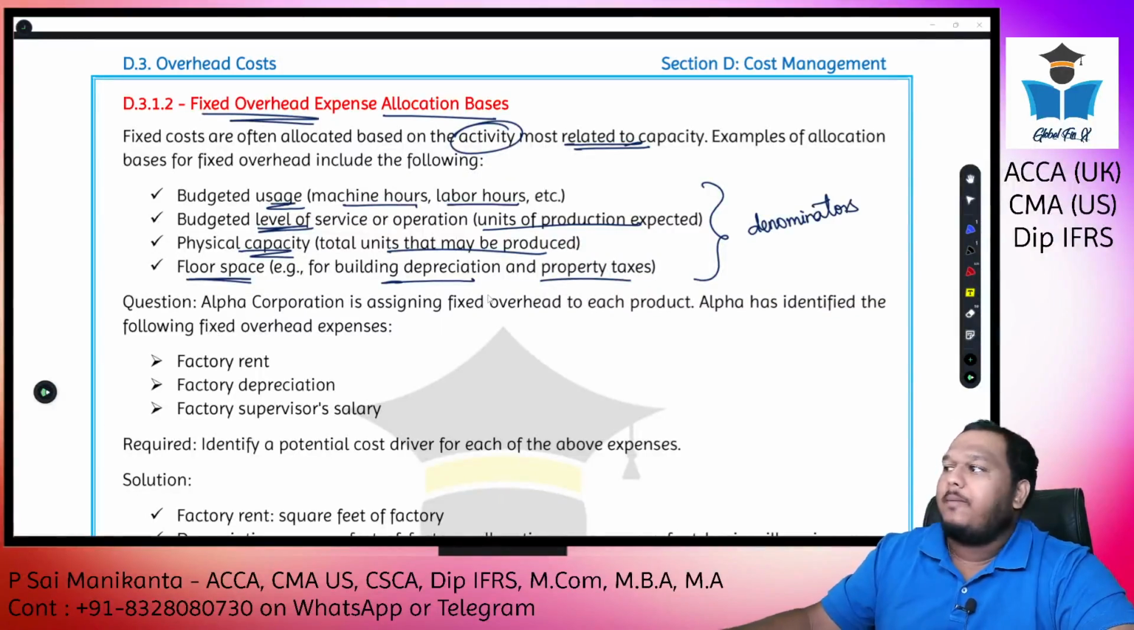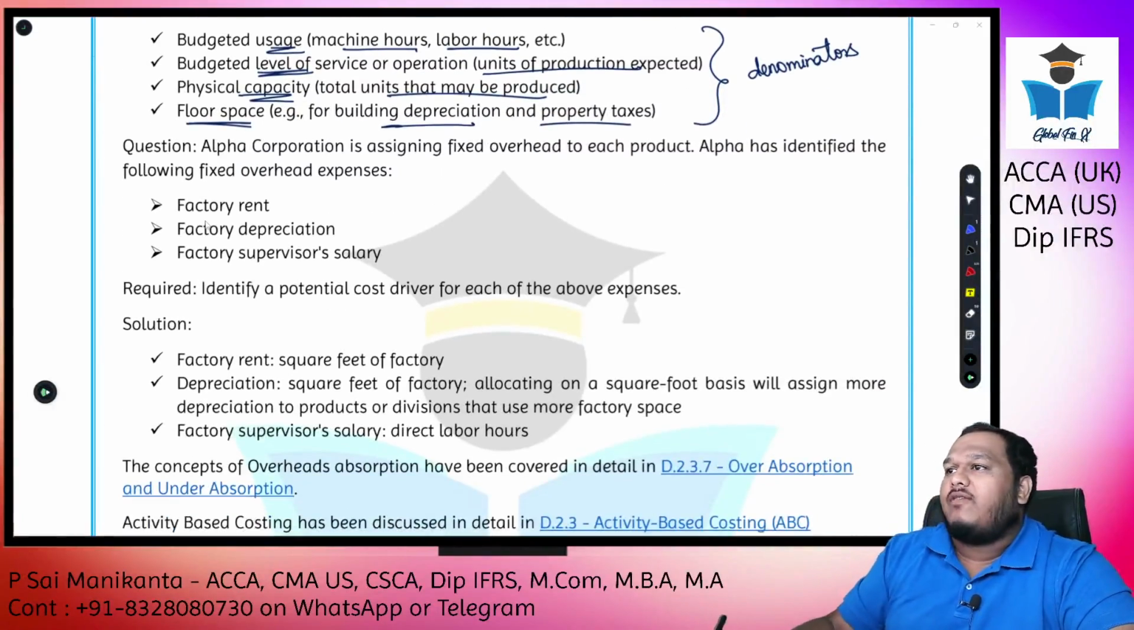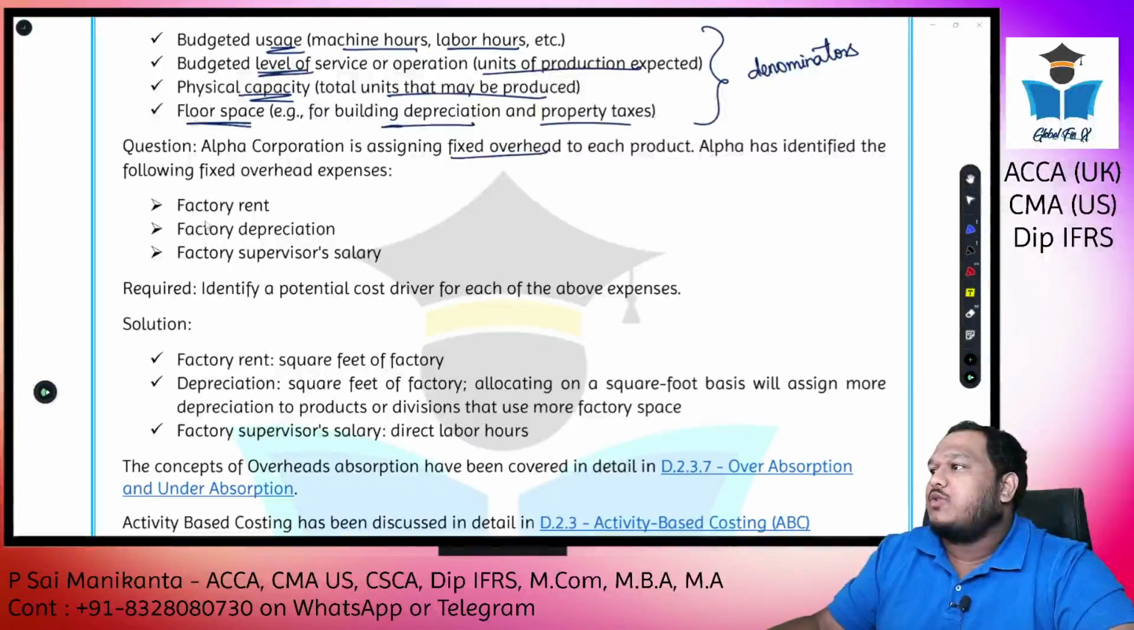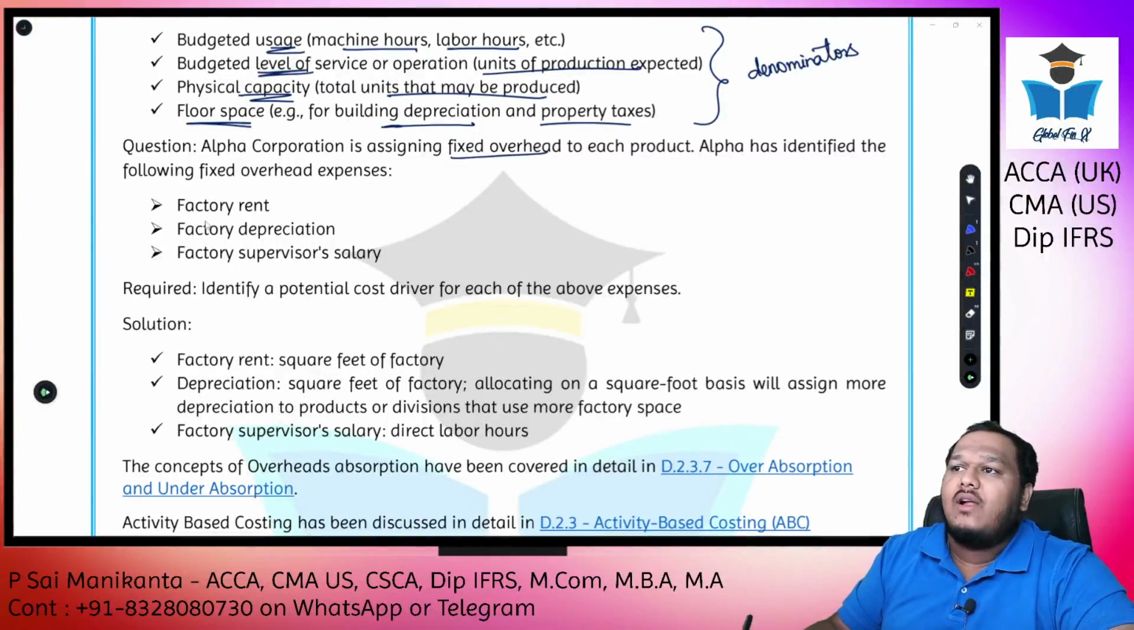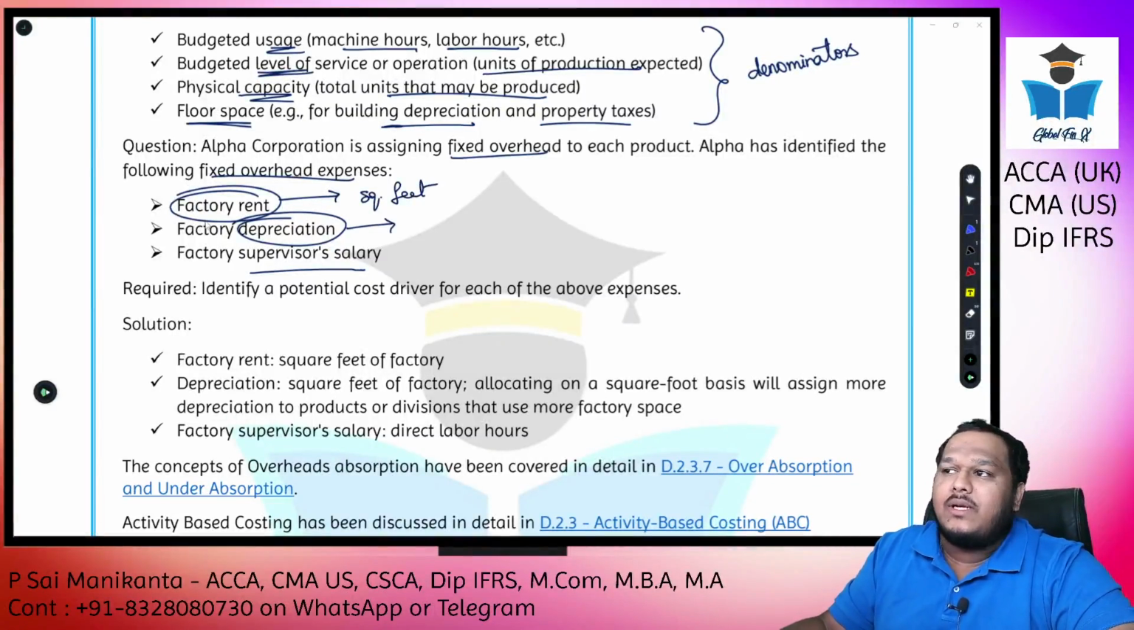Denominators, okay? Allocation basis basically. So see this question: Alpha Corporation is assigning fixed overheads to each of its products. Alpha has identified the following fixed overhead expenses: factory rent, depreciation and supervisor salary. Factory rent will be allocated on the basis of square feet or space. Depreciation can be allocated on the basis of machine hours. Supervisor salary, usually supervisors are paid on an hourly basis, so labor hours.